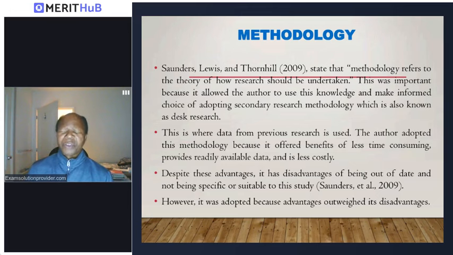So why then did he choose this, despite these disadvantages? He says, however, it was adopted because the advantages outweighed its disadvantages. So he's justifying that yes, this methodology has advantages and disadvantages, but still he went ahead and chose to use it. Why? Because the benefits outweigh the disadvantages. And this is how you present the work, which is very good.